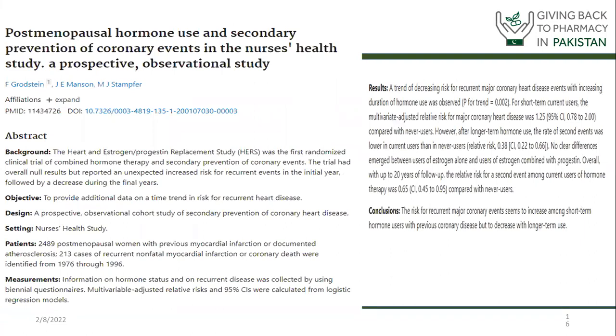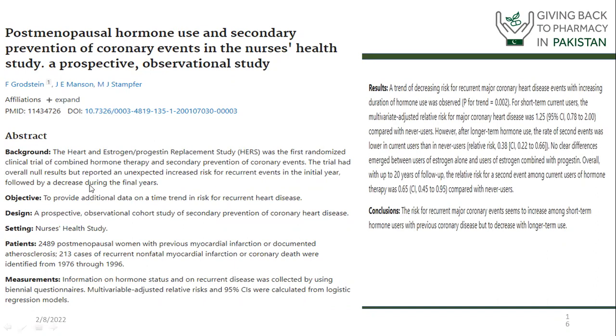This is an example of the study. You can copy and paste this title: postmenopausal event in the Nurses' Health Study, an observational study. So it's a prospective study, which means we are going to follow up the patients. So we will follow up these patients. So this is the background.